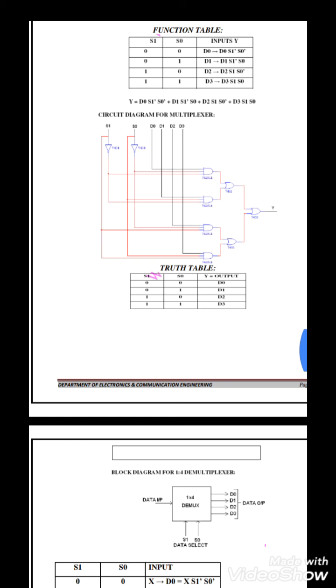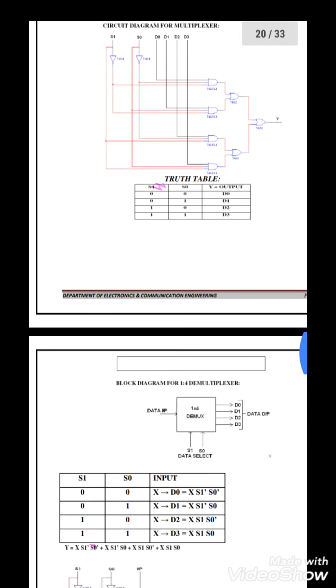And then when S1 and S0 both selection lines are 1, for that time we get the output D3. The output depends on D3. We set it to 0. For that time the output is 0. And then we set the D3 input to 1. For that time the output is 1. When we apply both selection lines as 1, this is our multiplexer circuit.